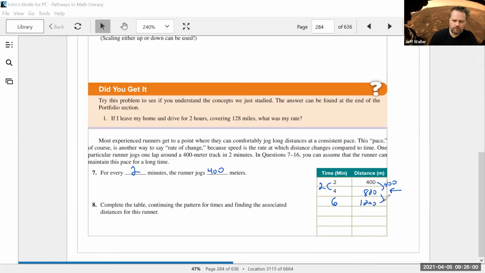Does anybody see a different way to look at this? Look at 2 and 400, 4 and 800, 6 and 1200. What do I do to 2 to make it become 400? What do I do to 4 to make it become 800? Do you guys see a different way to do this? Anybody?